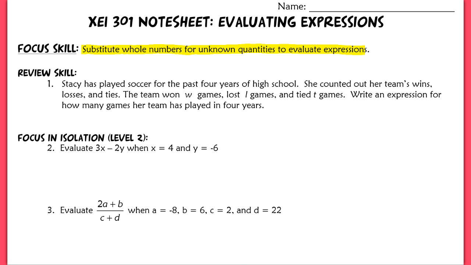So when it says write an expression for how many games they have played in 4 years, they're really asking for the total. So if we want to express the total number of games that she's played, that would include all of the games that they've won, lost, and tied. So we'd write that as W, because that represents the number of games that they've won, plus the number of games that they have lost, L, plus the number of games that they have tied, T. This is the expression that they're looking for, and that's actually all we have to do in this particular problem.